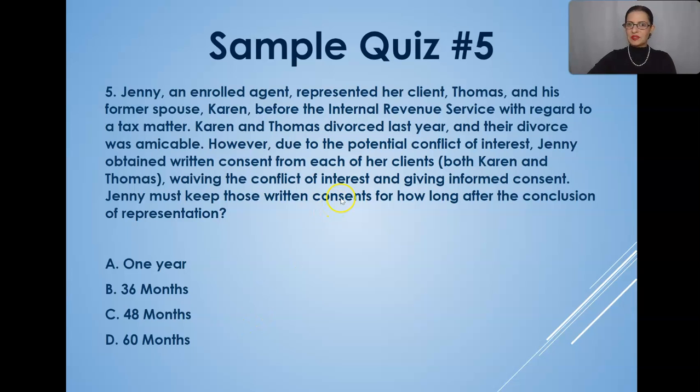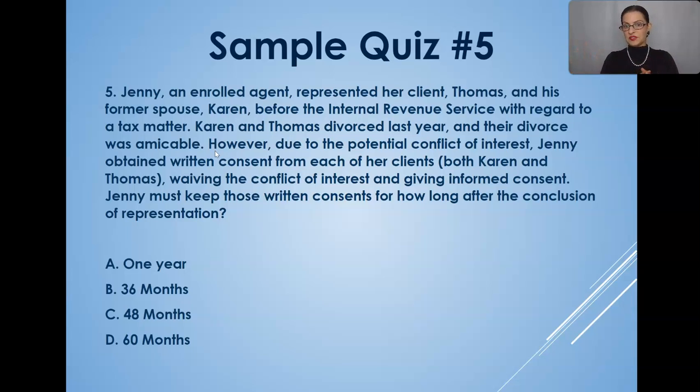Jenny, an enrolled agent, represented her client, Thomas, and his former spouse, Karen, before the Internal Revenue Service with regard to a tax matter. Karen and Thomas divorced last year, and their divorce was amicable. So they used to be married, and now they're divorced, and Jenny, who is the enrolled agent, represented them in a tax matter. It's not uncommon for you to have a situation where you might be representing a divorced couple. They're divorced now, but they weren't divorced in the past, and they filed a joint tax return, MFJ, and that joint tax return has come under audit, and it's not uncommon for you to be representing both spouses in that case. That's okay. However, there is an obvious conflict of interest if the spouses have now divorced.